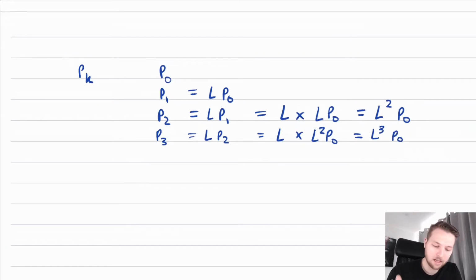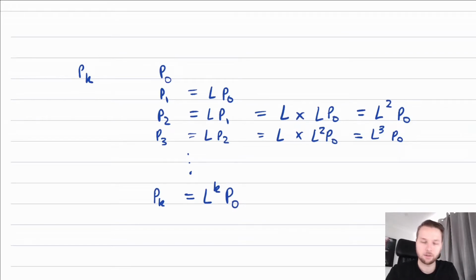So just by having the initial population and the Leslie matrix, which is the birth rates and the survival rates, we could work out the population after any time period. So in general, the formula is Pk equals L to the power of k. See here how this 3 is the same as this 3. It's L to the power of k multiplied by the initial population. This way we can find the population after any time interval.